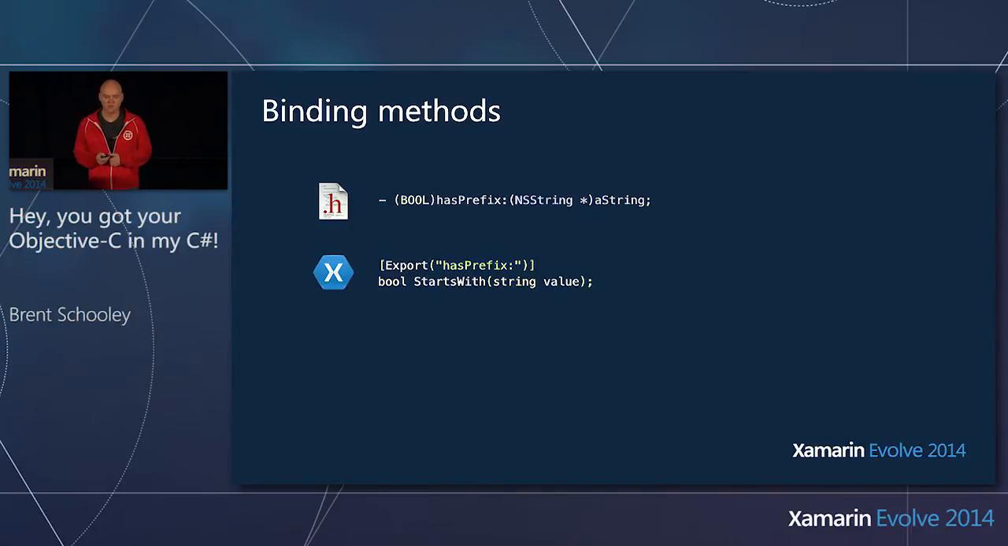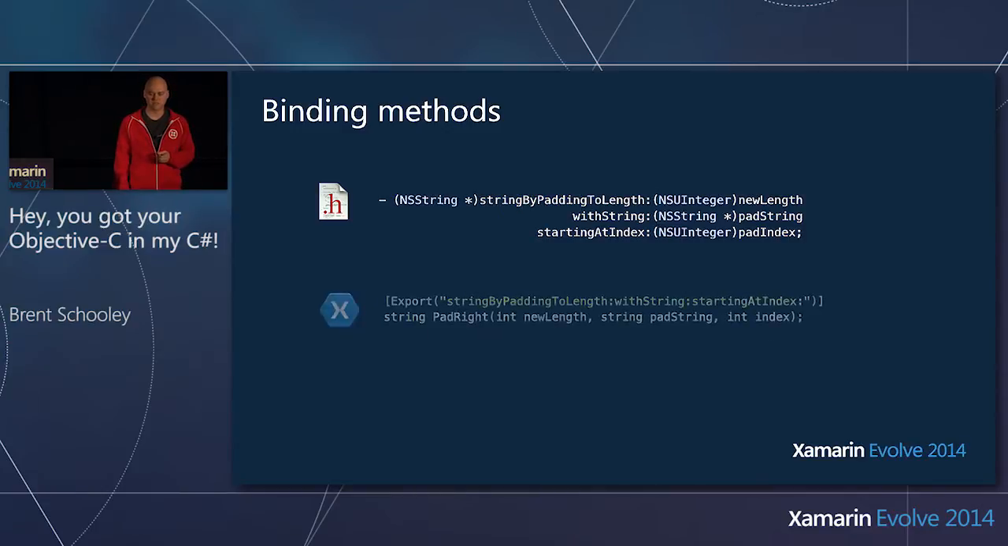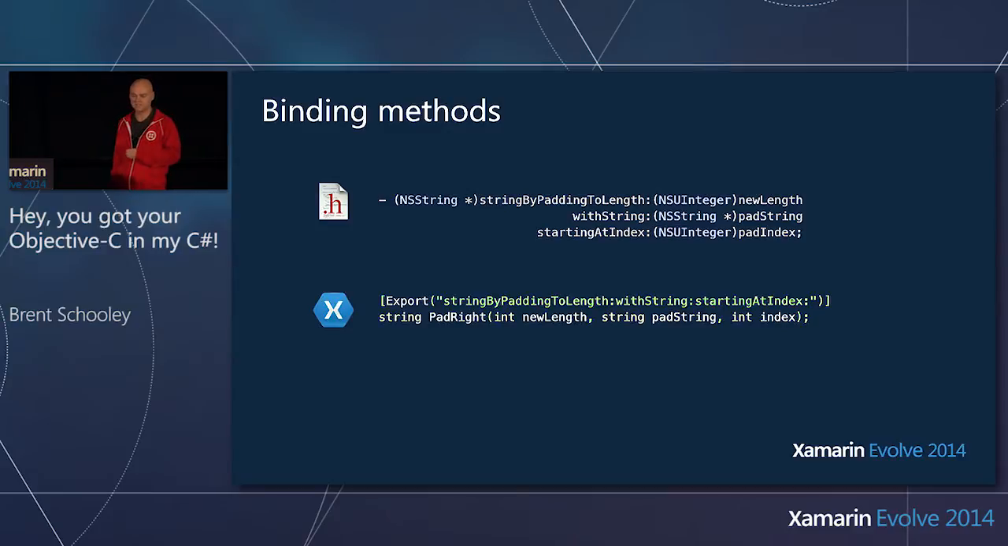So that's a simple method. Let's take a look at one that takes more parameters. So this is string by padding to length with string starting at index. That is a mouthful. 3 parameters, 3 colons. So the export statement says string by padding to length with string starting at index with the 3 colons. 1 word of advice.